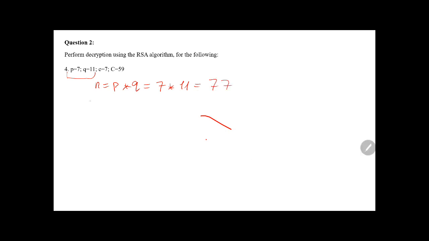Okay, and we get our Euler's quotient, which is equal to P minus 1 multiplied by Q minus 1, so it's 6 multiplied by 10, which is 60.